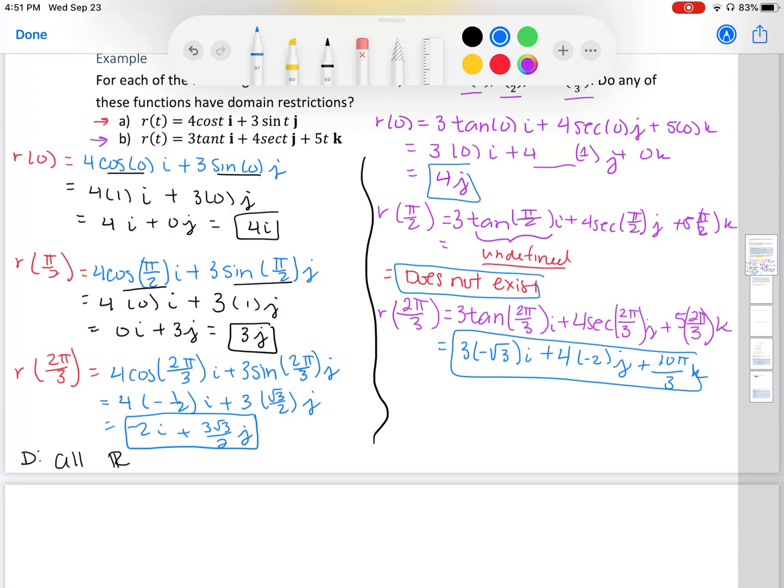Okay, now what's our domain for this one? Notice we do have restrictions because of where tangent and secant are undefined. So if you look at what values tangent and secant are defined in our domain, we need to consider that tangent and secant are undefined at 90 degrees, so at pi over 2, and also at 3 pi over 2. So if we're measuring at every pi over 2, it'd be every odd pi over 2.